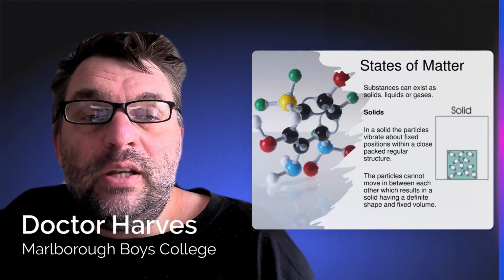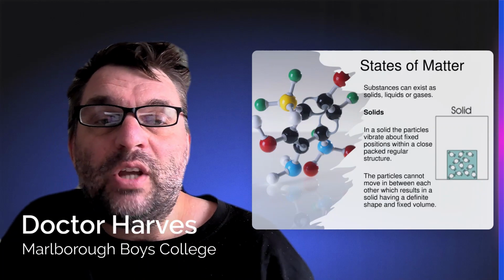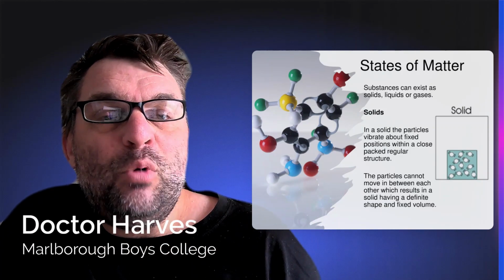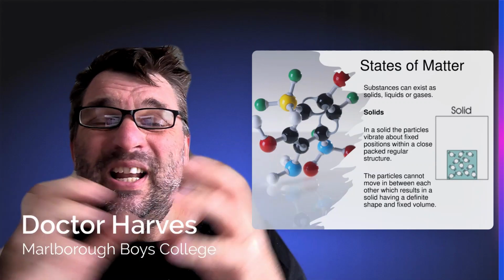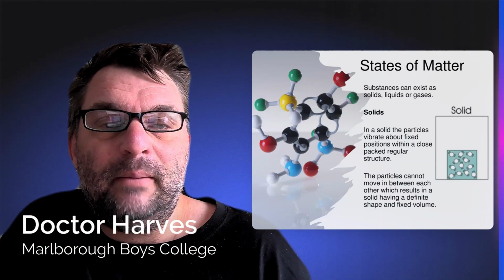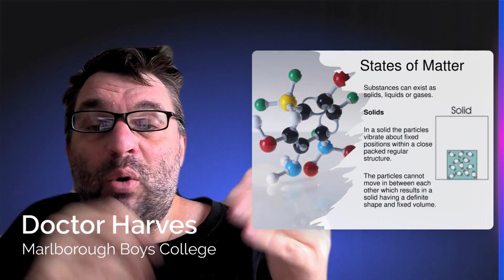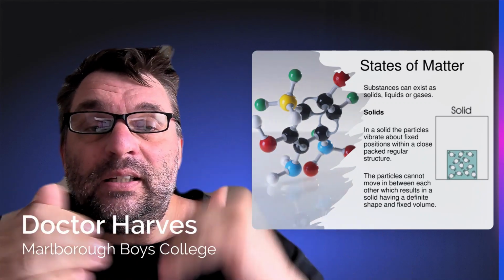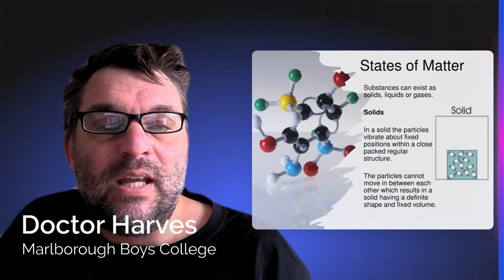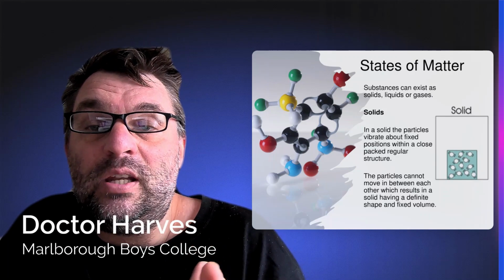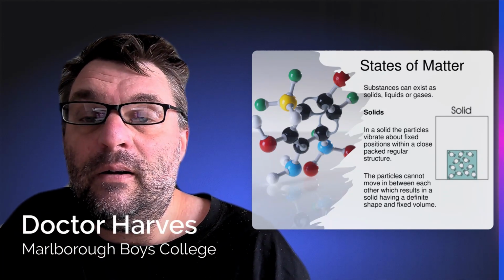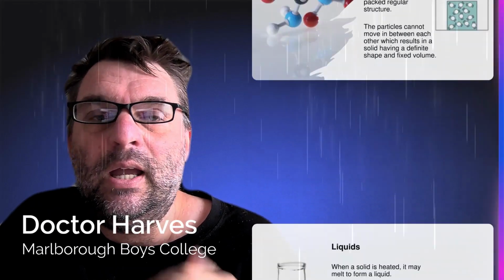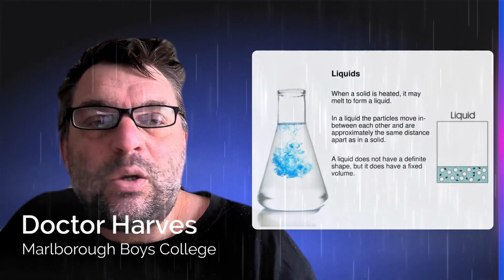Okay, so in a solid, basically all the particles vibrate. They do move, but they move in the same place, in a fixed position. Okay, and they're really closely packed together. They can't really move over each other. In a solid, they stay in place, which means that a solid has a fixed shape and also a fixed volume.